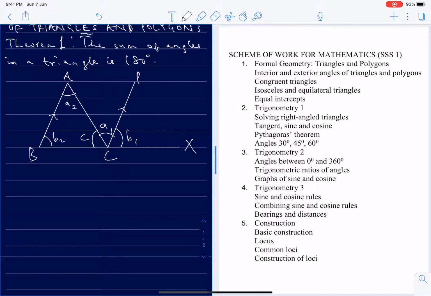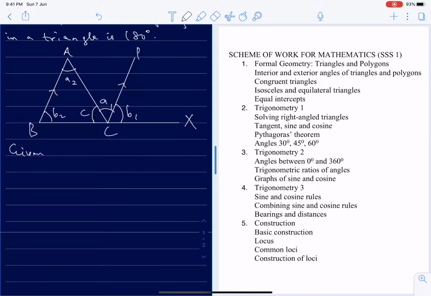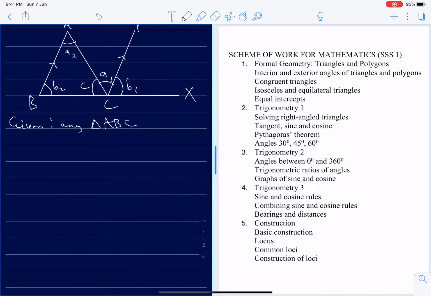Now, we want to show that it is true that the sum of angles in a triangle is 180 degrees in any triangle. This is how to go about the proof. Given any triangle ABC, that's what's given. To prove, we want to show that the sum of all of the angles inside triangle ABC is 180 degrees.